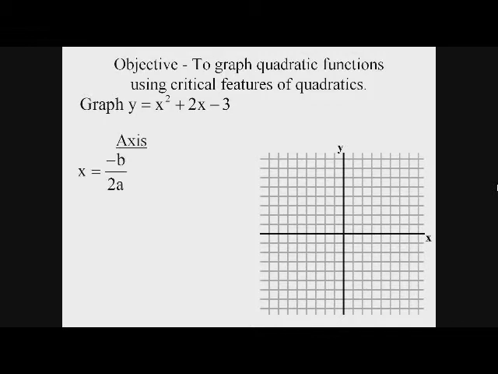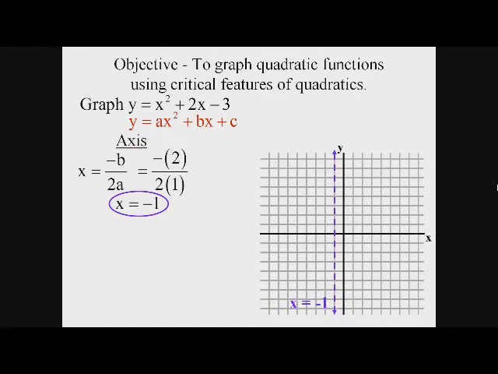Here's our formula for the axis of symmetry, x equals negative b over 2a. And you all know where the a, b, and c values come from. So we end up with a negative 2 over 2, which is a negative 1. So I'll plot that on my graph. There's my axis of symmetry. Now I know my parabola is going to be symmetrical with respect to this vertical line.